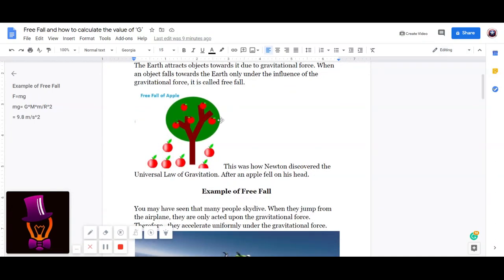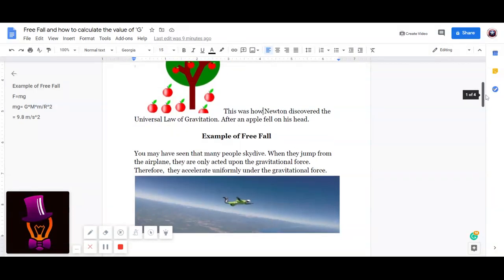Free fall of an apple. This was how Newton discovered the universal law of gravitation after an apple fell on his head. So if an apple falls to the ground only under the influence of the gravitational force, it is called free fall.